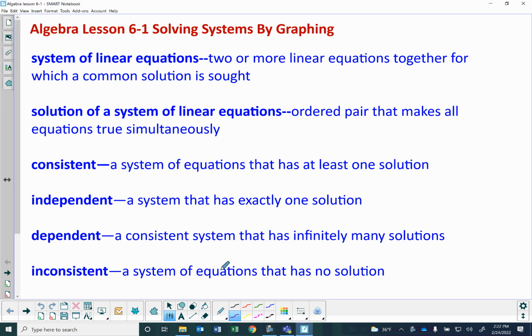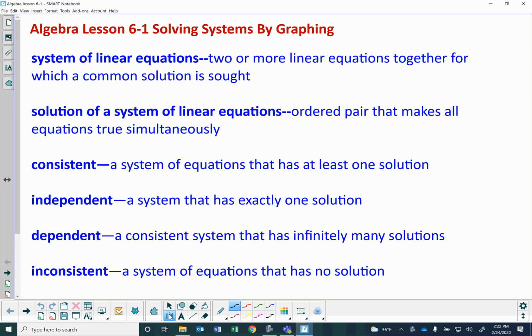This is Algebra Lesson 6-1, Solving Systems by Graphing. There's some very important vocabulary words in this section that we need to go through to make sure that you understand how to deal with systems of equations.